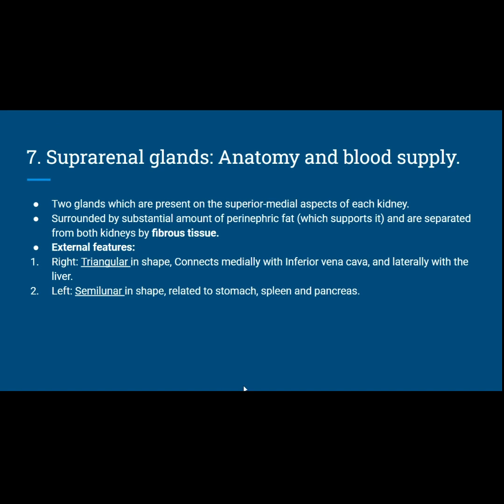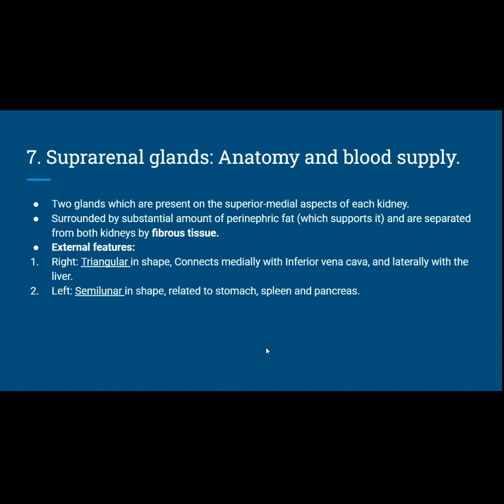So now we're going to look at the suprarenal glands, their anatomy and the blood supply. There are two glands sitting on top of each kidney at the superior medial aspects, and each is surrounded by a substantial amount of perinephric fat, which supports it and separates it from the kidneys. And both of these glands are separated from the kidneys by a fibrous tissue.